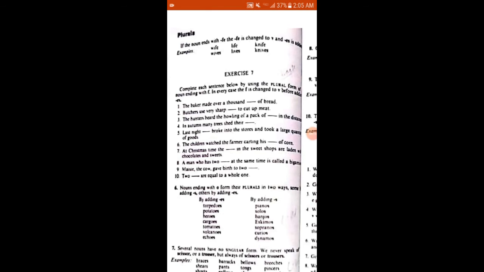You have to complete the sentences and change the form of the noun, meaning you have to write the plural form of the noun ending with F. In every case, the F is changed to V before adding ES. So in every case, you have to change the F to V and then add ES. Quite easy, quite familiar. Just try to do it by yourself.